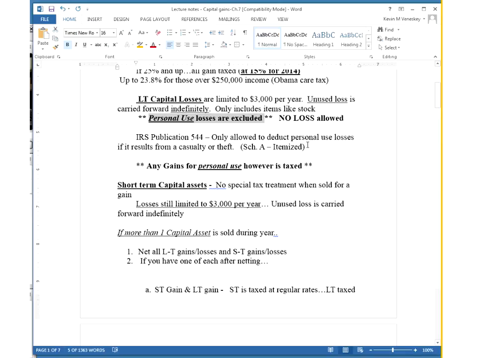Nowhere would you be able to claim that. The only exception to that rule is, remember back to itemized deductions, if there was a casualty or a theft on a personal use asset, then you could potentially take the damages. And remember all those different rules, though. $100 right off the bat gets taken away, and then the damages need to be over 10% of your AGI, which is a pretty high threshold to meet.